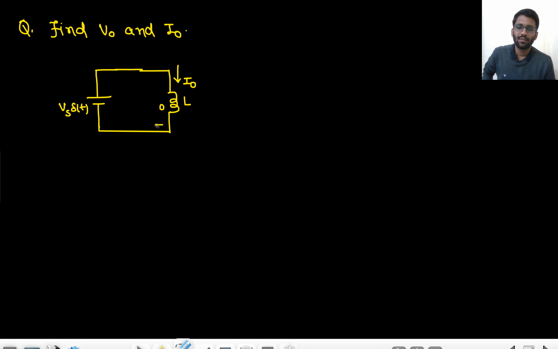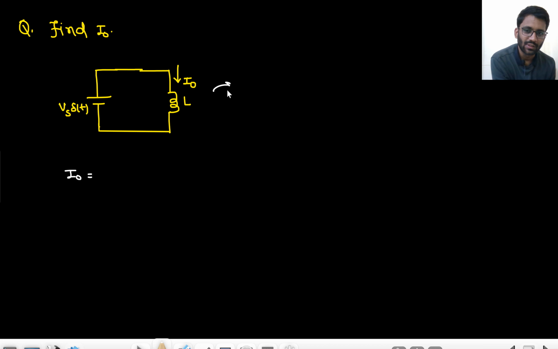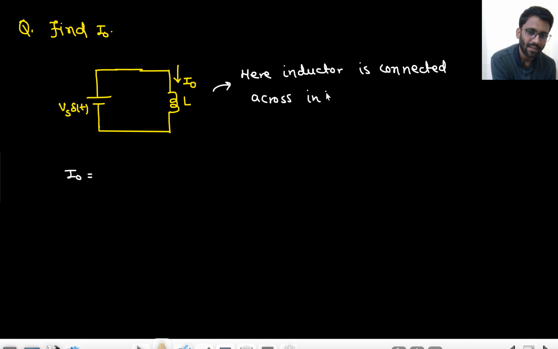First, now you know what V naught is already, so you just need to find I naught. In this question, you just need to find I naught. Okay, so tell me, what will be your I naught? What do you see here? Here, inductor is connected across infinite voltage, or impulse voltage, right?